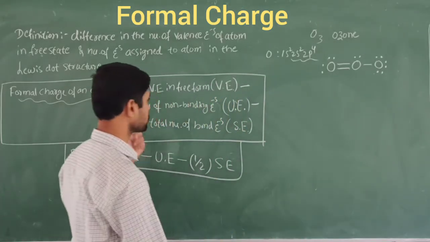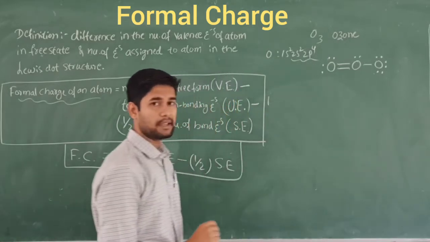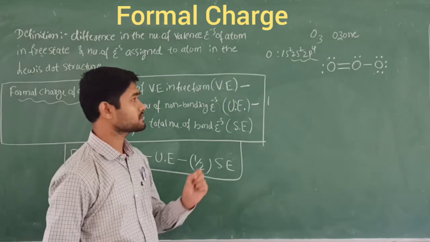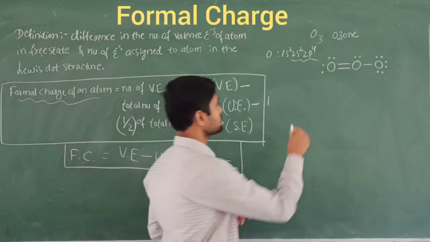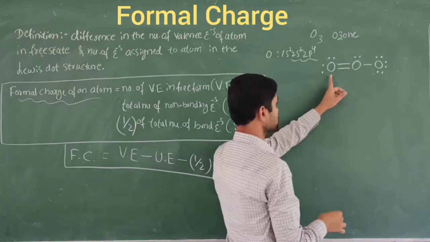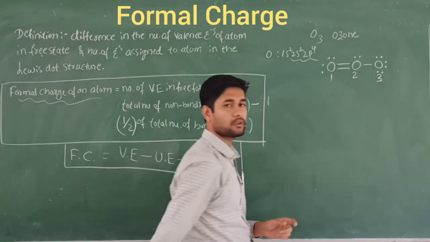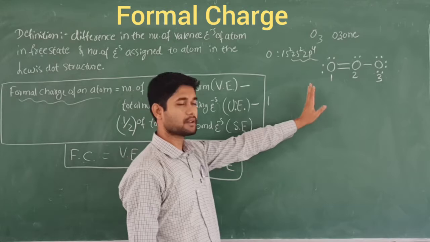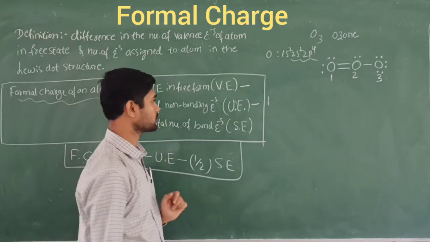So according to this formula, we are going to calculate this. Meanwhile, I am also going to assign names to these oxygen atoms, because three similar atoms are there. That's why I am naming the first oxygen 1, this one 2 and this one 3. Why am I assigning names? To calculate in a simplified form.